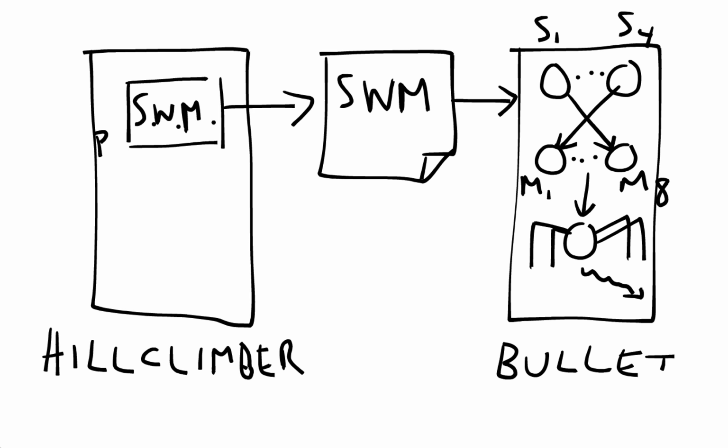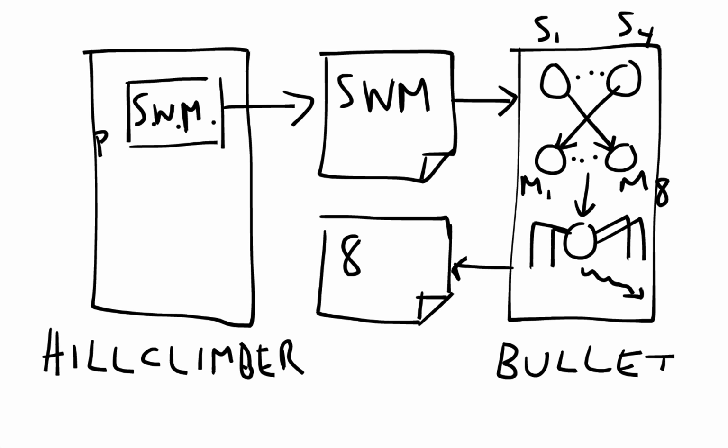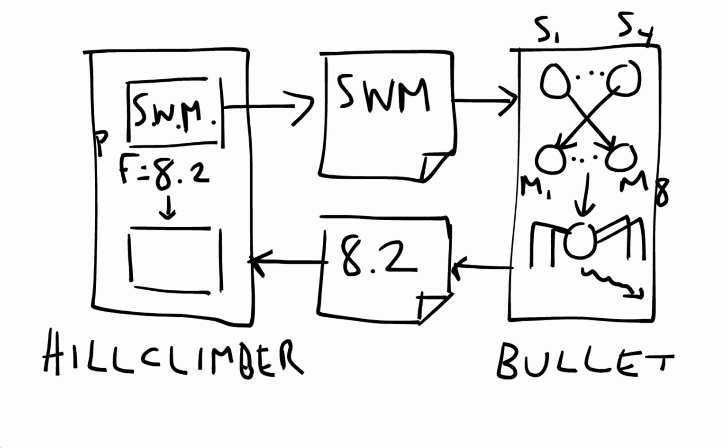We're going to measure that distance, and we're going to write out that distance in another file. And in that file, we're just going to have a single number. In this case, let's imagine that our robot moved 8.2 units away from the origin, and our Python code, or our hillclimber, is going to read in that number, and that is going to become the fitness of the parent synaptic weight matrix.